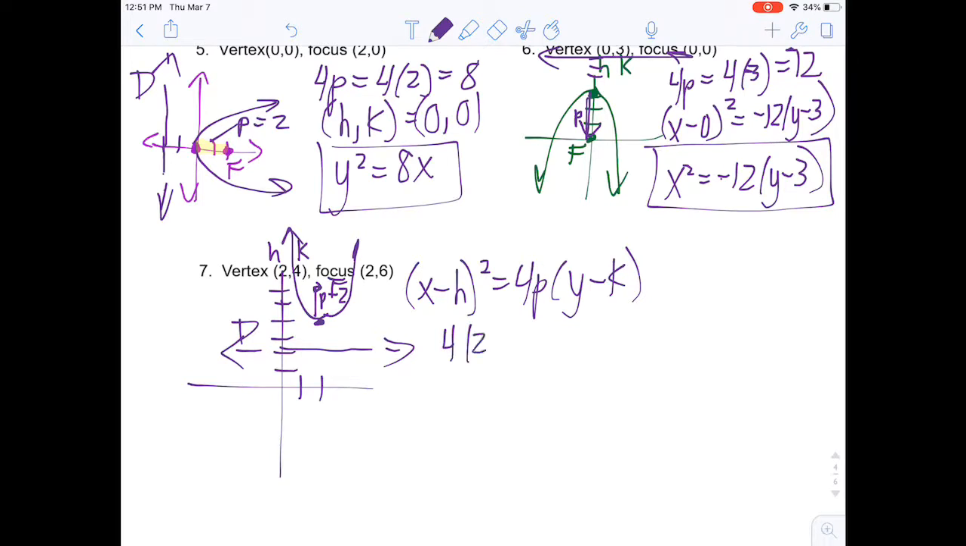So 4p, 4 times 2 is going to be 8. Then just sub in your h, k and your 4p. It's going to be x minus 2 squared equals 8 times y minus 4.